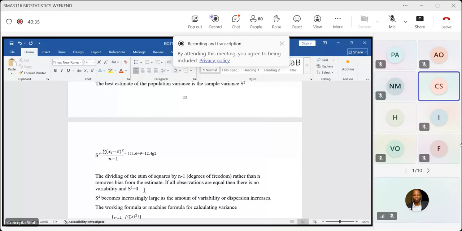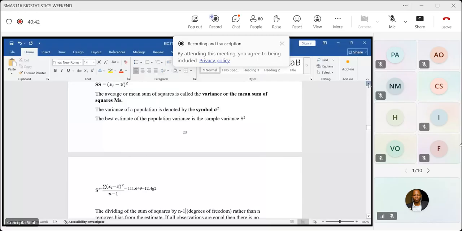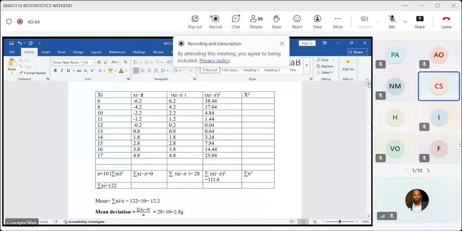So when you look at our items here, have you seen our set of data? It starts from 6 to 17. So you can see that those items are far apart.